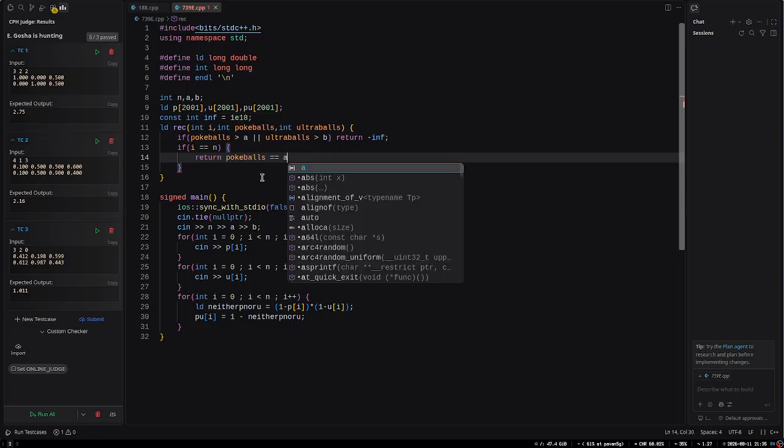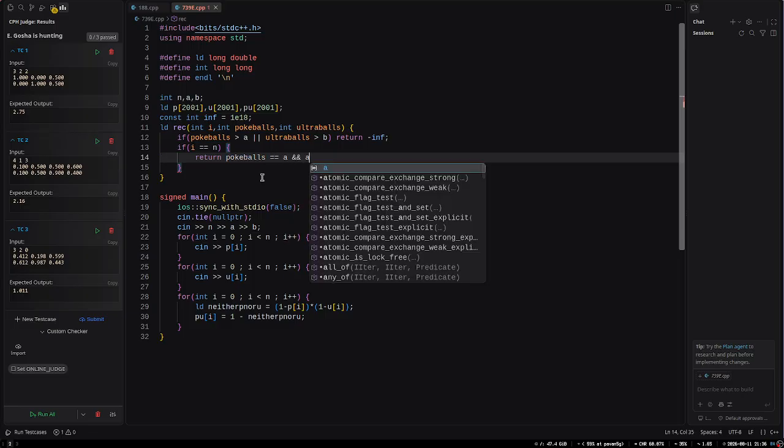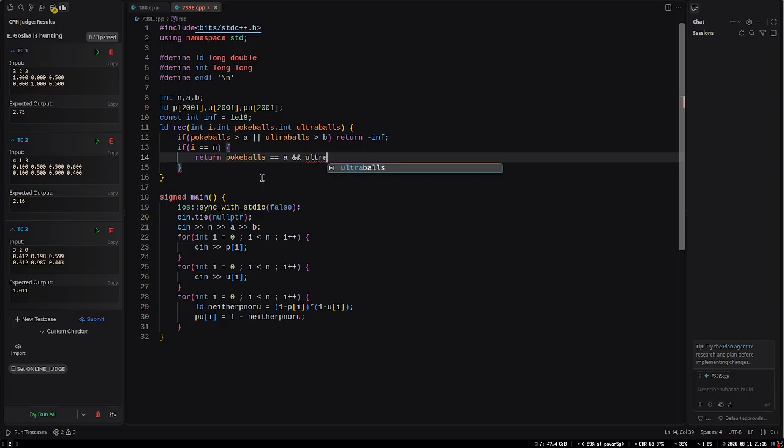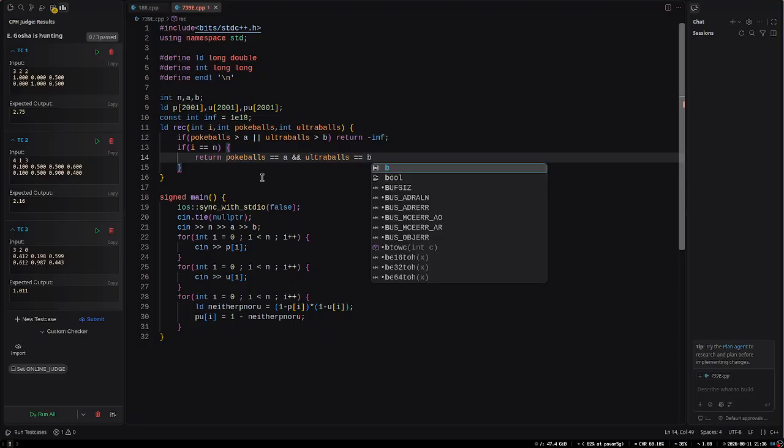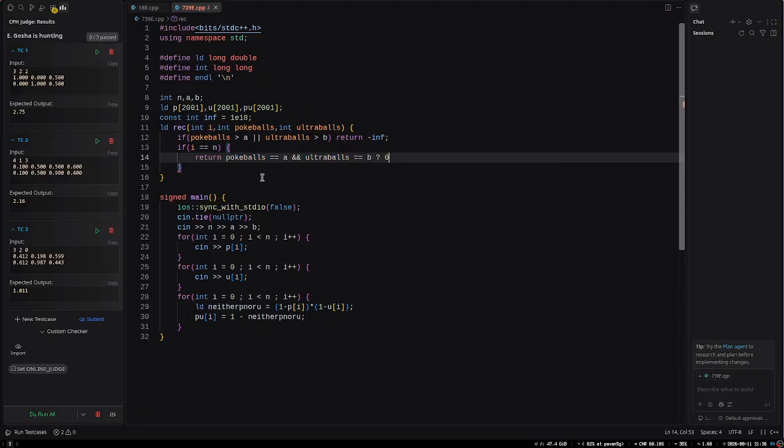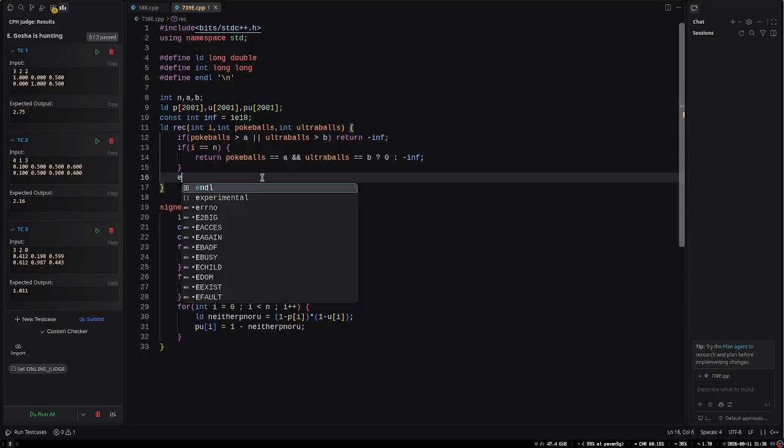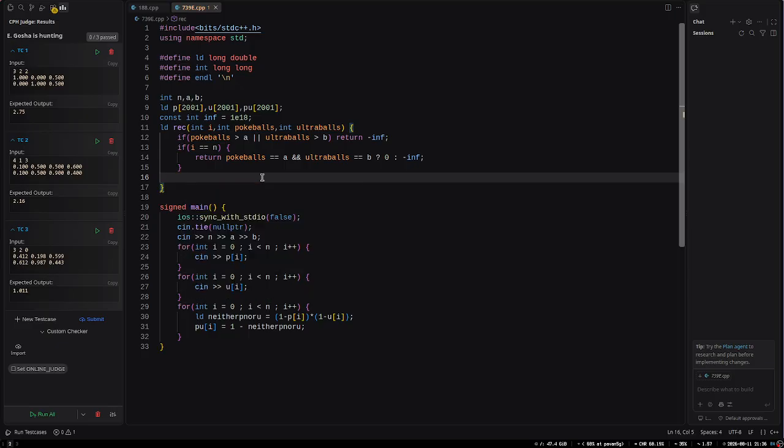Return Pokeballs if it's exactly A and Ultra Balls consumed is exactly B. In that case, return 0, that means accept, otherwise prune. And now we have the choices.